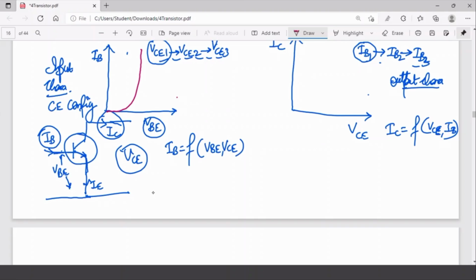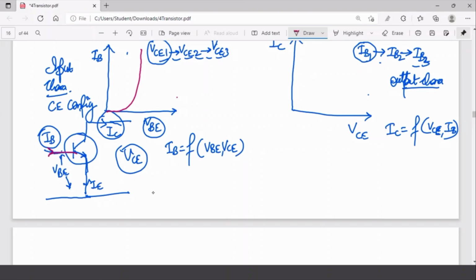Because what is this current? IB is the anode current for this PN junction. Similarly, VBE is the voltage across the diode. So IB versus VBE is nothing but the current versus voltage relationship for a forward bias PN junction diode. So that is how the characteristics will be.